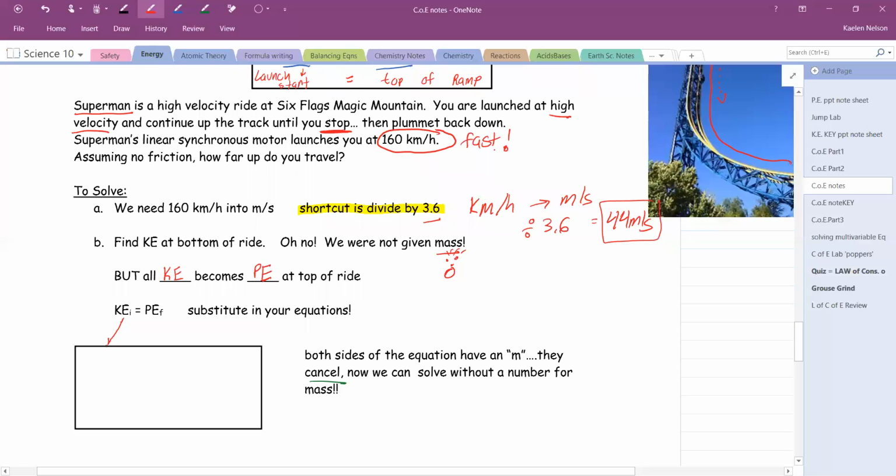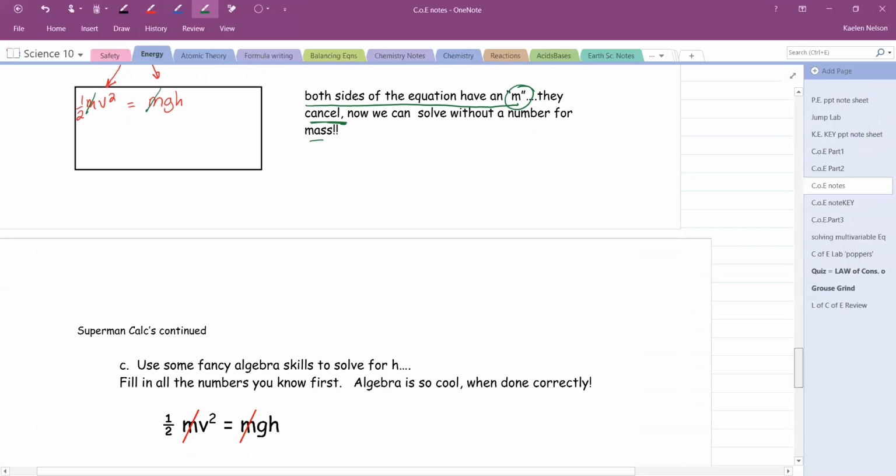My equation has kinetic energy initial here, which is 1/2 mv squared. I know that equation. And then on this side, I have potential energy final, which is mgh. Okay, both sides have an m. That means I can cancel them. So this m and that m will actually cancel themselves out. And then we can have a much simpler equation with no number for mass. So we'll do that on the next page.